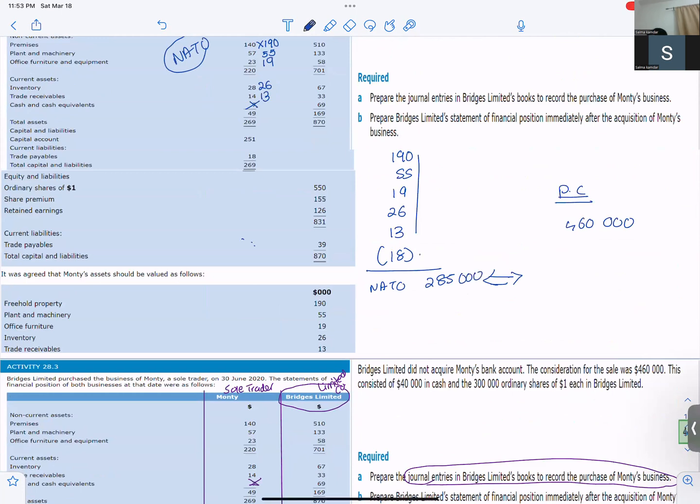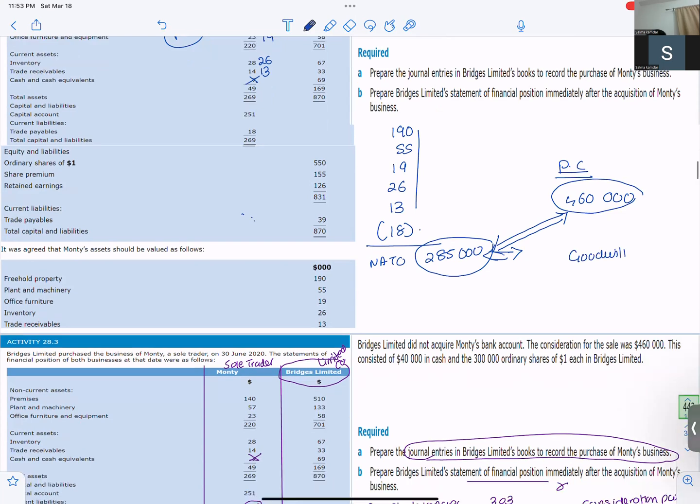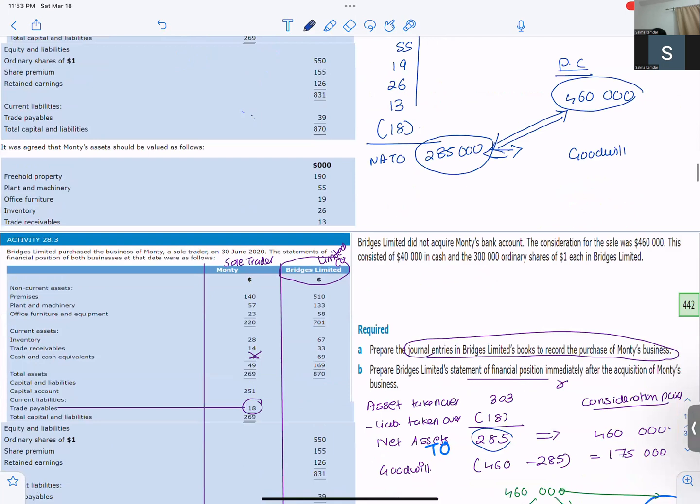For net assets taken over of 285,000, Bridge is paying Monty 460,000. So the difference between net assets and purchase consideration will become goodwill. So what is the amount of goodwill? The amount of goodwill is 175,000.